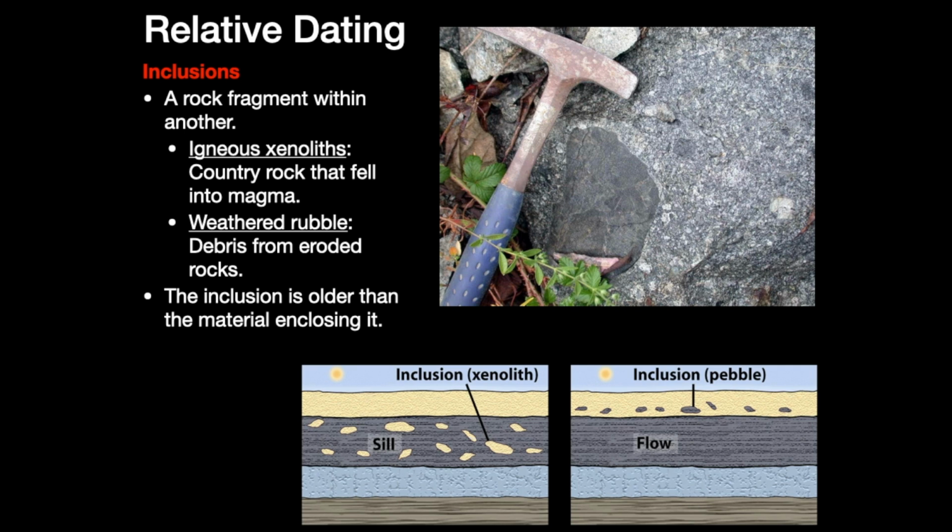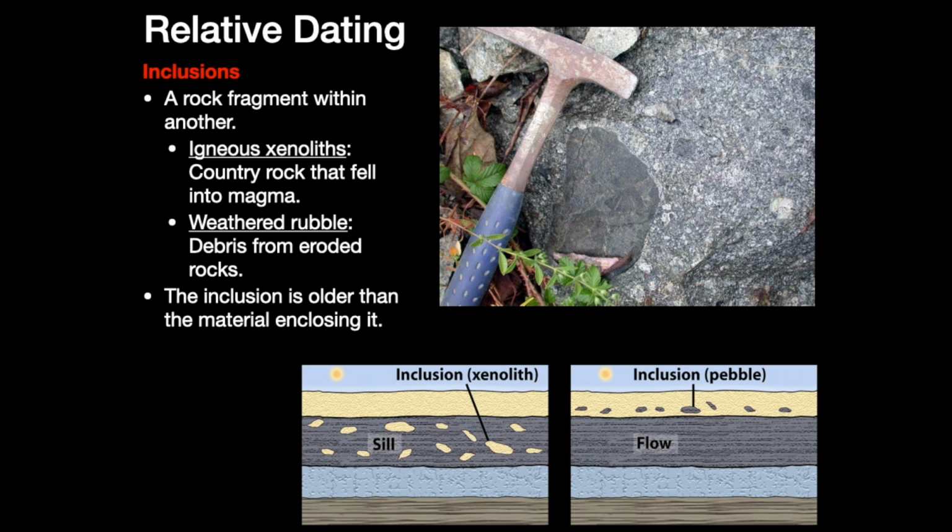Let's talk inclusions. We mentioned these before. If you find a rock that was some country rock, and it's included in some other material, the rock that got included has to be older. The inclusion is older than what's surrounding it. So this is going to help us out on some of these diagrams that we look at.